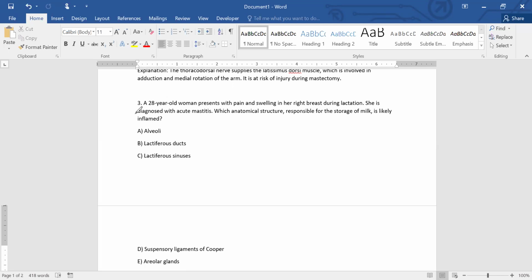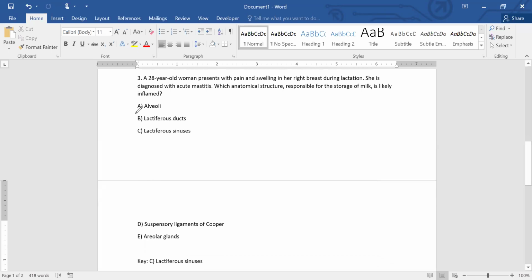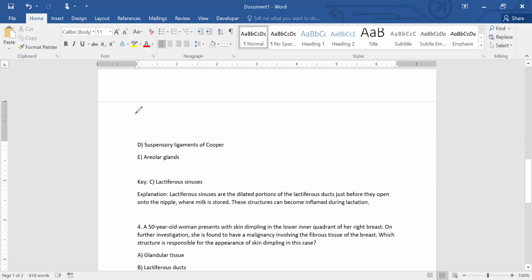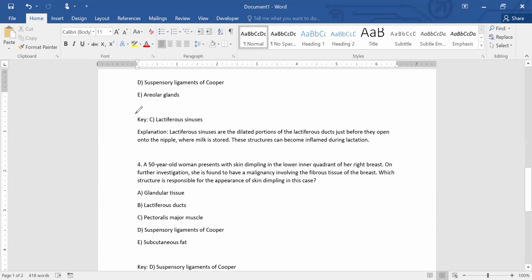So, alveoli are inflamed, lactiferous ducts are inflamed, lactiferous sinuses are inflamed, suspensory ligament of Cooper is inflamed, or areolar glands. So these are the lactiferous sinuses that are the dilated portions of the lactiferous ducts just before they open into the nipple where the milk is stored. So these structures often become inflamed during lactation.